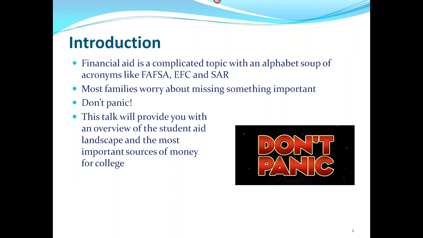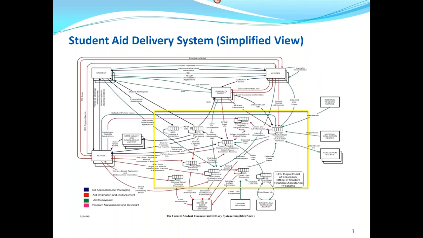What I found over the past several decades is that families worry more about what they don't know than what they do know. They worry that they're going to miss something important that is going to affect their child's future. So I'm here to say, don't panic. I'm going to lay out the landscape of financial aid so that you'll see everything that you need to know, and I'll discuss the most important sources and types of money for college.